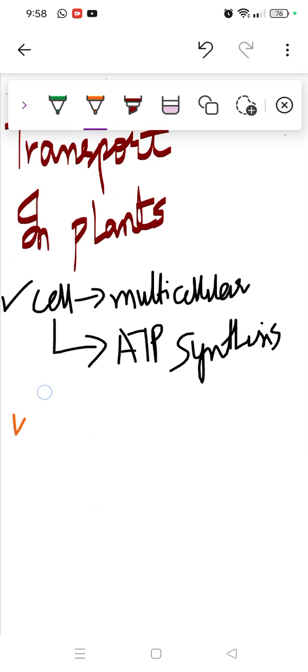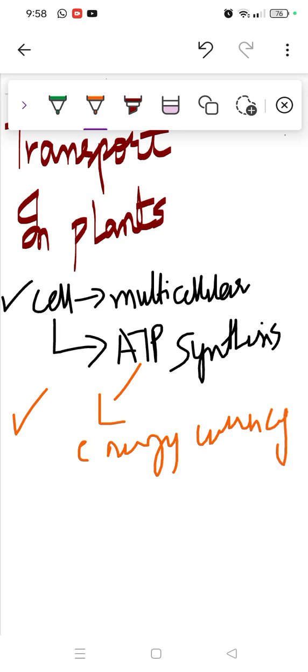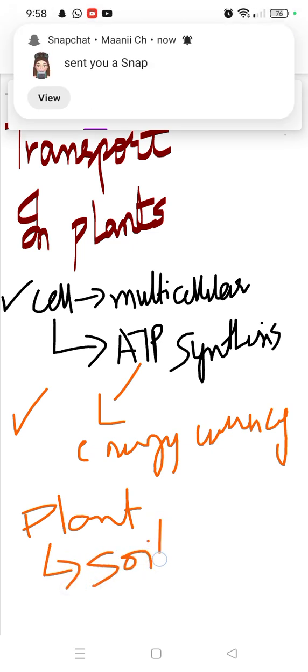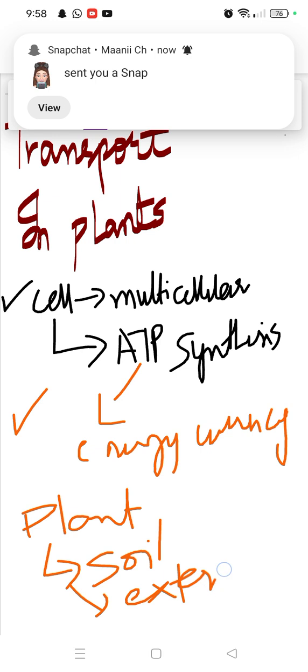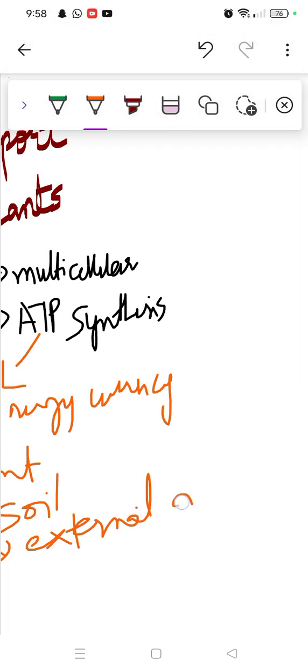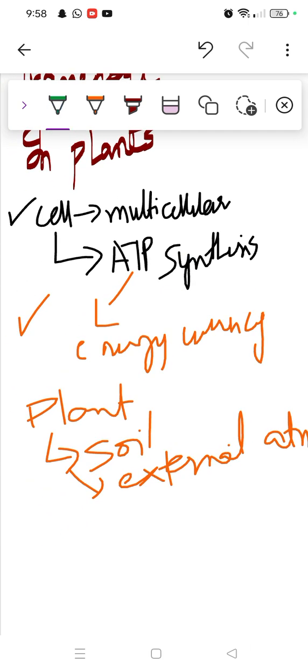Whether unicellular or multicellular, they all need to do their own functions, and for the function they need ATP, which is the energy currency. So I'm sure it's clear to you. Then it's quite important. We know plants have soil, and even an external atmosphere. But you'll see in plants so many conditions.